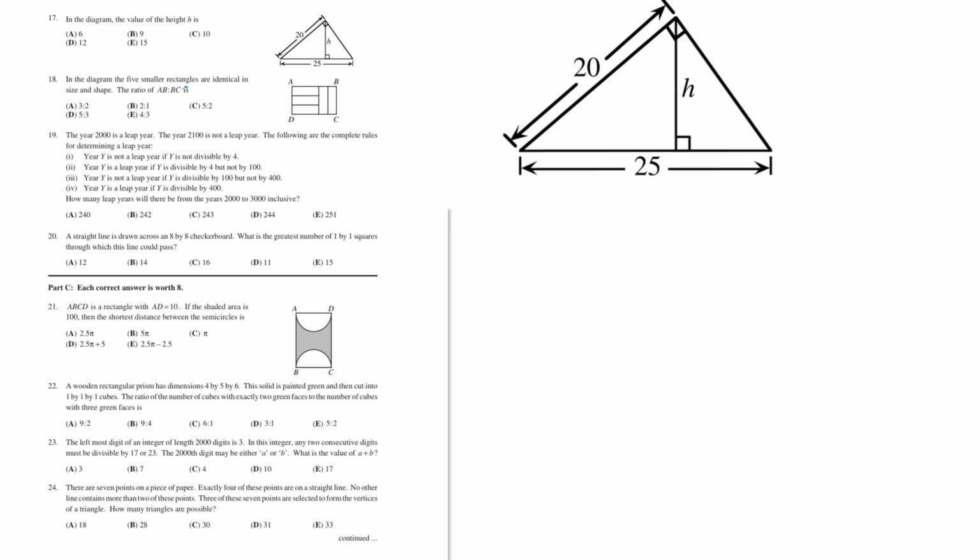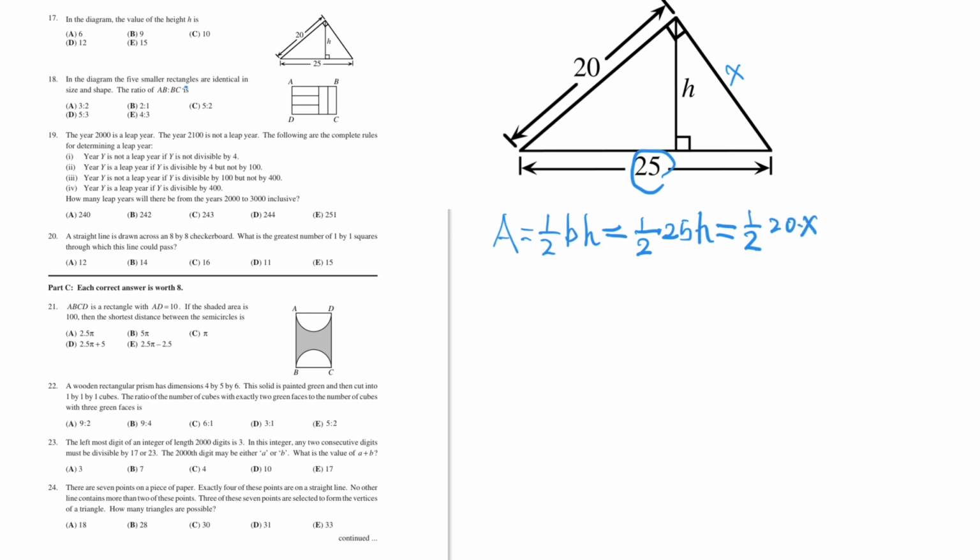Now let's label this side as x. For the triangle, area equals 1/2 base times height. If we use the 25 as the base, that will be 1/2 times 25 times h. If we use the 20 as the base, or x as the height, that will be 1/2 times 20 times x.